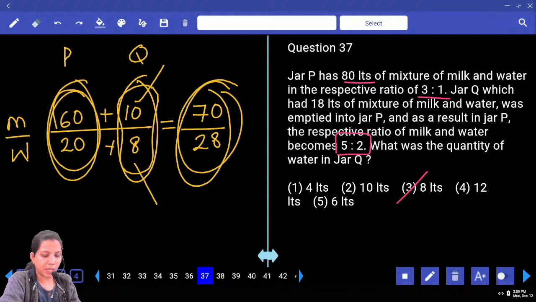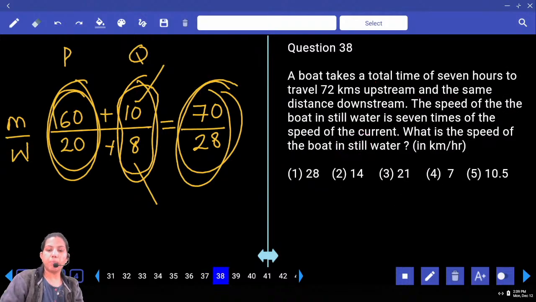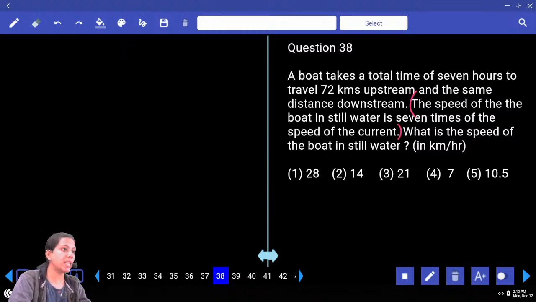Completed? Next, question number 38. A boat takes a total time of 7 hours to travel 72 km upstream and the same distance downstream. The speed of the boat in still water is 7 times the speed of the current. Then what is the speed of the boat in still water? What is the second statement? The speed of the boat in still water is 7 times the speed of the current. Then what is the M:S ratio? 7:1. M:S is equal to 7:1.